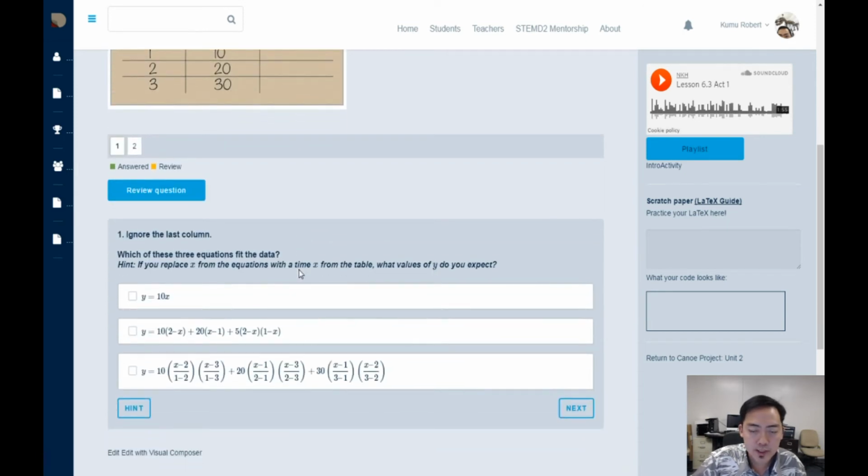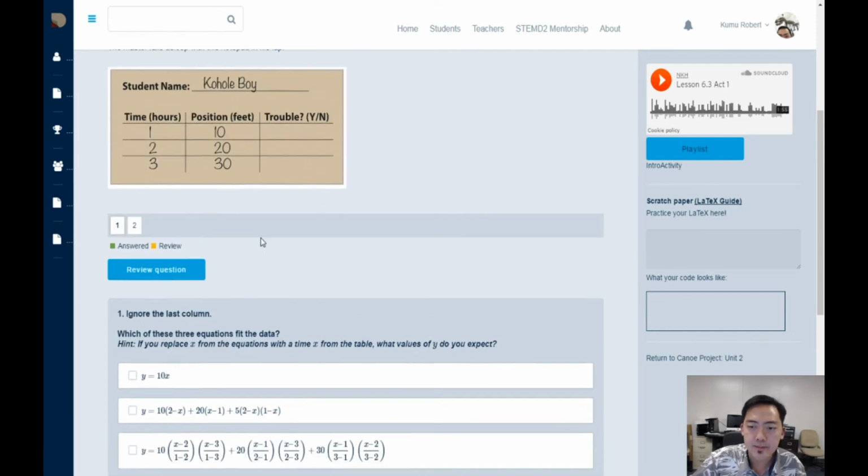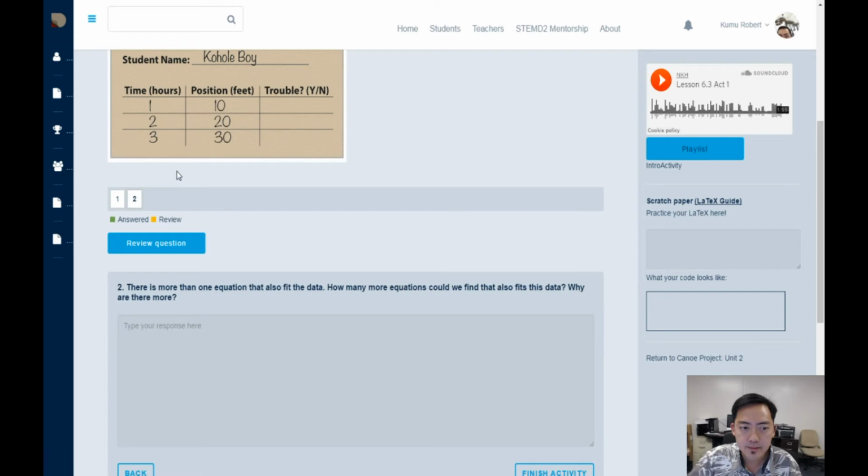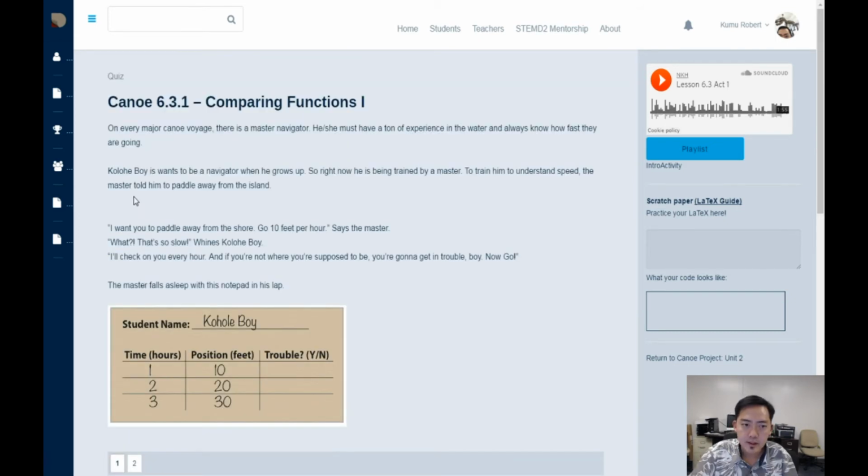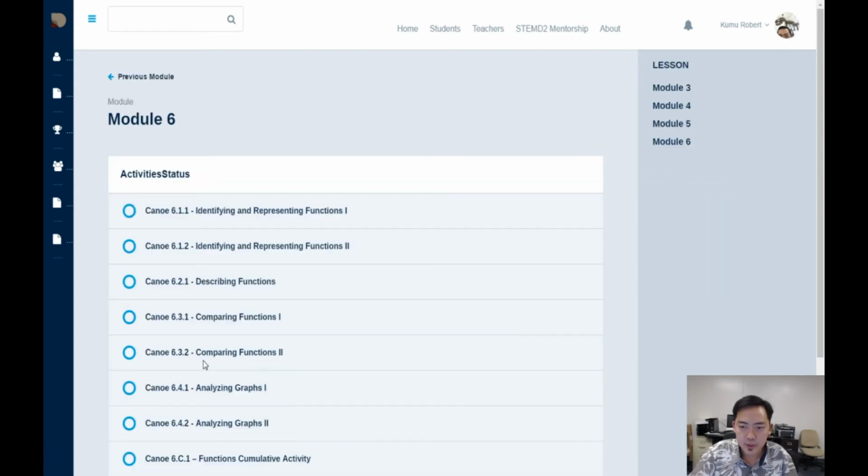And we want to figure out which of these equations, if any, fit the data from the table. Finally, we want to see that just because functions share ordered pairs, it does not necessarily mean that they are the same function. Please follow up on this activity with the next activity, Canoe 6.3.2.